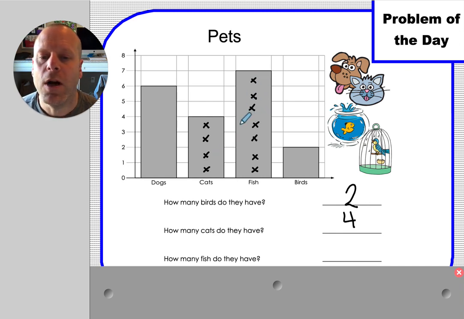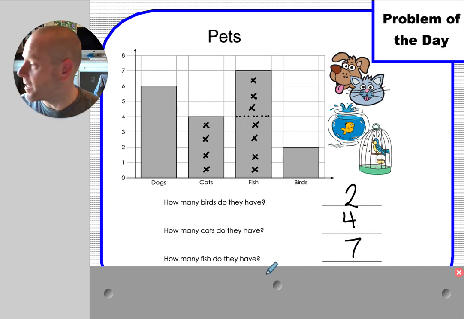How many more? Well, you just find that spot and you can easily compare. Oh, I see how many more. 1, 2, 3 more. Yeah. So anyway, I'm going to write down a total of 7 fish because they're just asking about the fish.